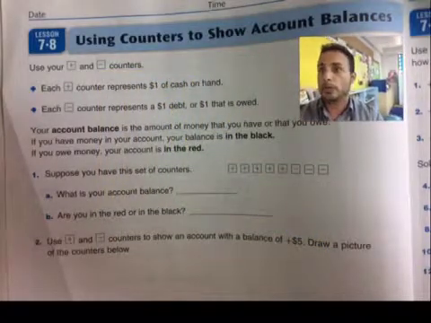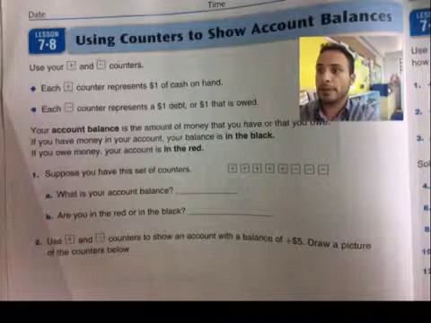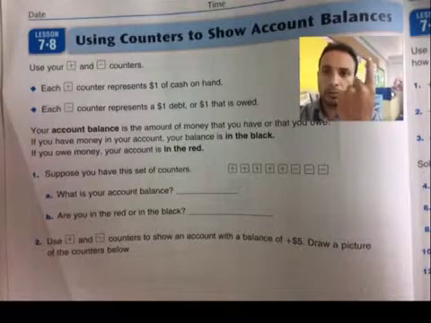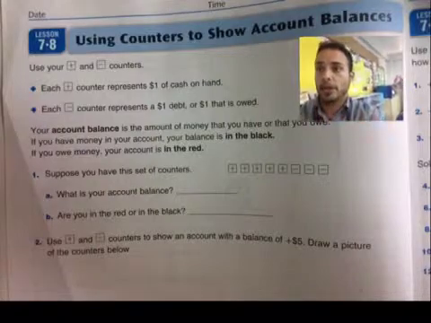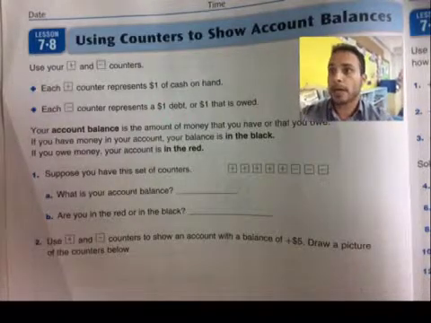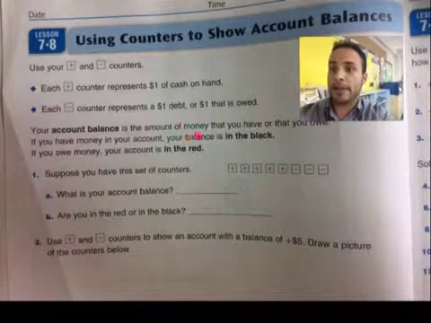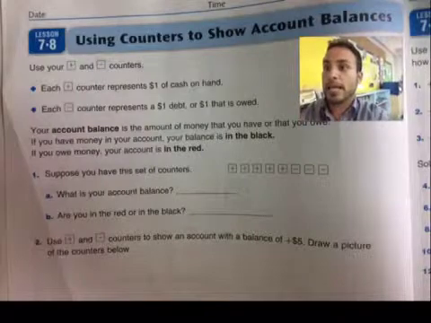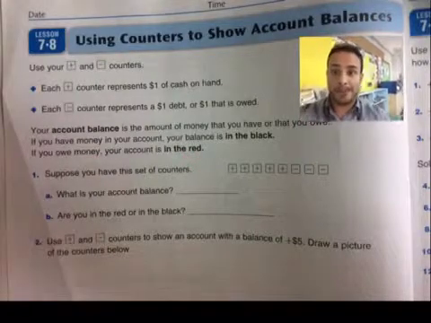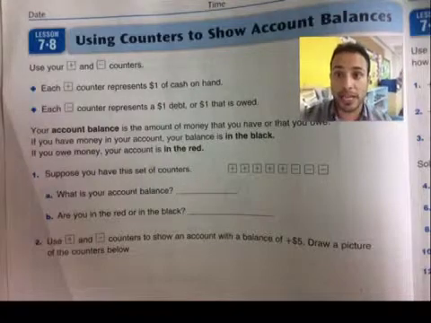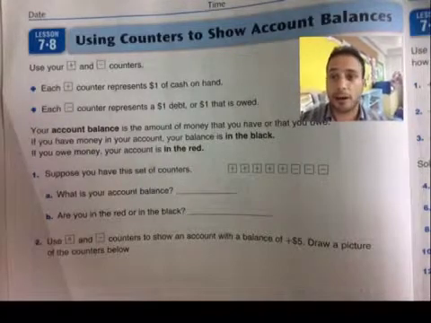We're going to use the positive counters and the negative counters. A positive counter is cash. For each one you have $1. A negative is you have one in debt. You owe one. Your account balance, if you have money, it's in the black, if you have additional money. If you owe money, it's in the red. You never want to be in the red. So make sure you only use the money that you have. Try not to borrow money.